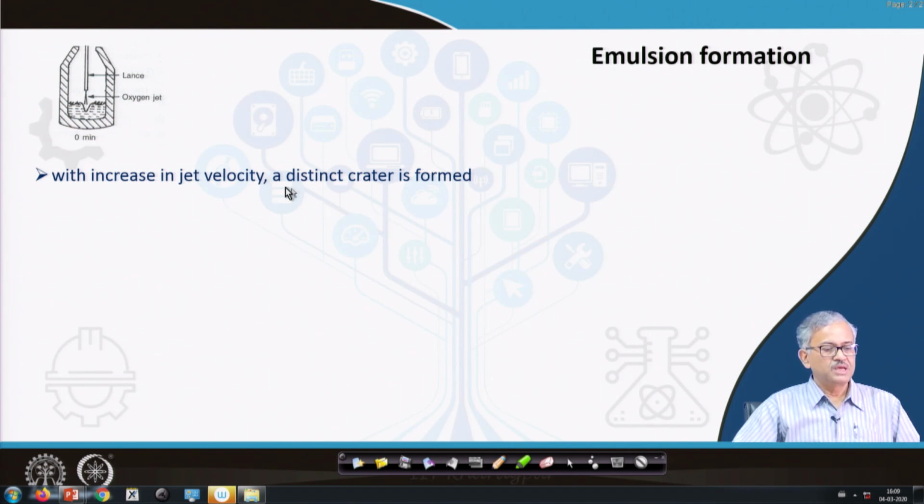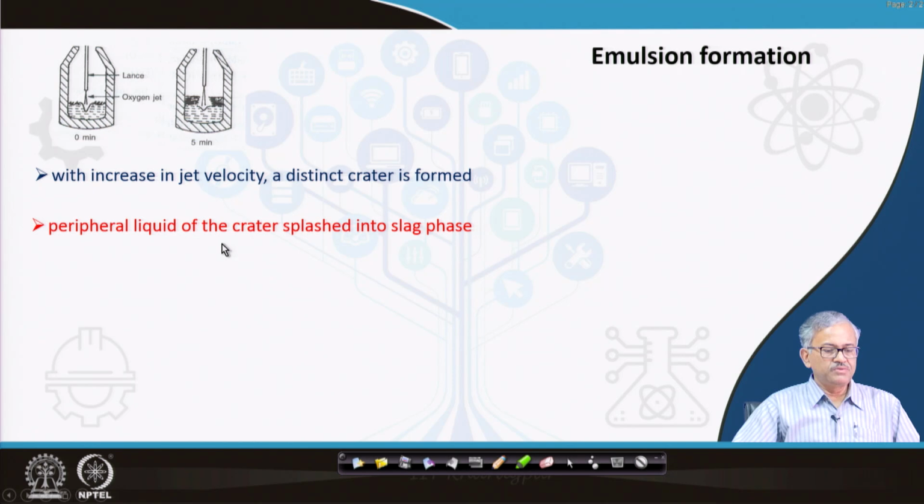A crater forms, and then the peripheral liquid of the crater splashes into the slag phase. You have the slag here, and the crater forms, and the peripheral liquid from here will be splashed into the slag phase. That is the crater. From the crater there are liquid droplets. So, it basically tears off the liquid droplets and throws them into the slag phase.